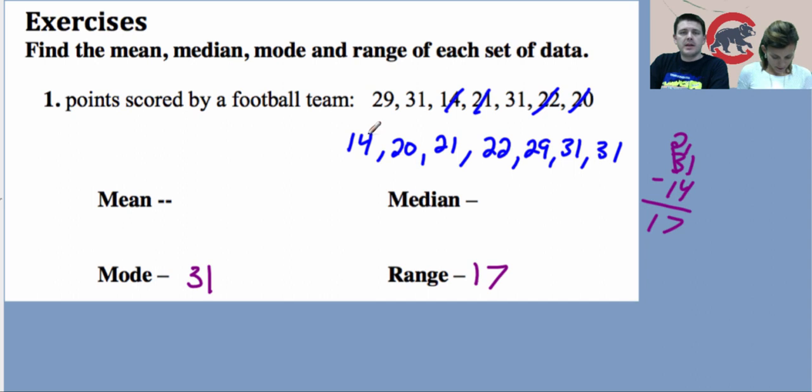Let's go ahead and find my median quick while Mrs. King is doing some math. So I'm going to cross out one from either end. But you have to cross one from both sides until you're left with, in this case, one left in the middle. So my median is 22.